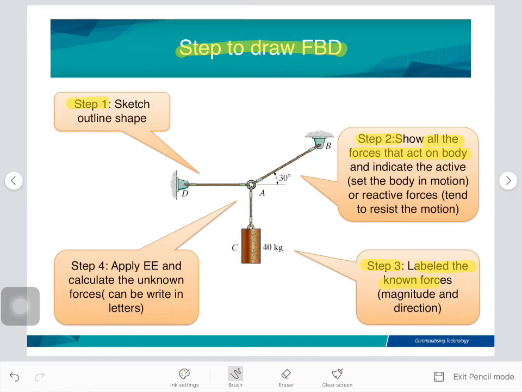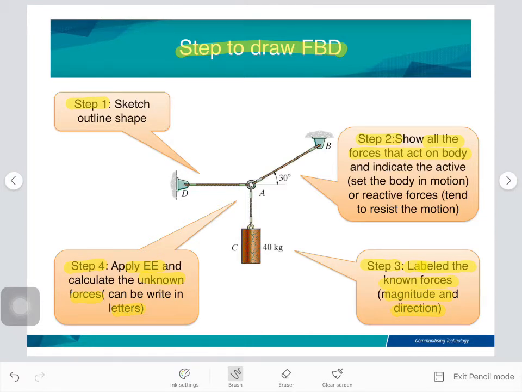label known forces. Which means that if we have a cable, or a spring, or a weight, we can show the magnitude and direction. And the last step, we can apply the equations of equilibrium and calculate the unknown forces. So we can use letters to represent the unknown forces.